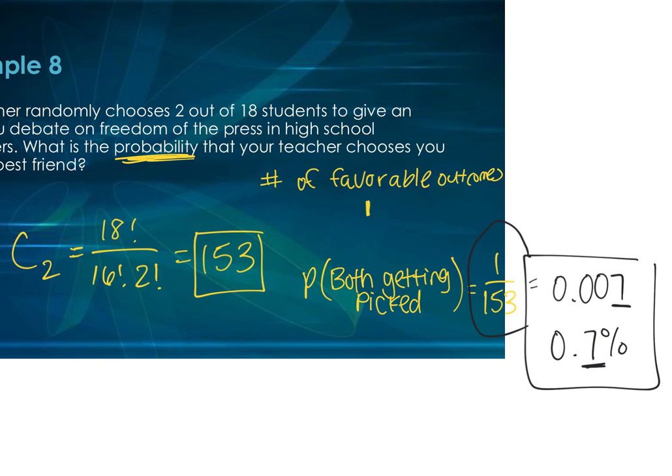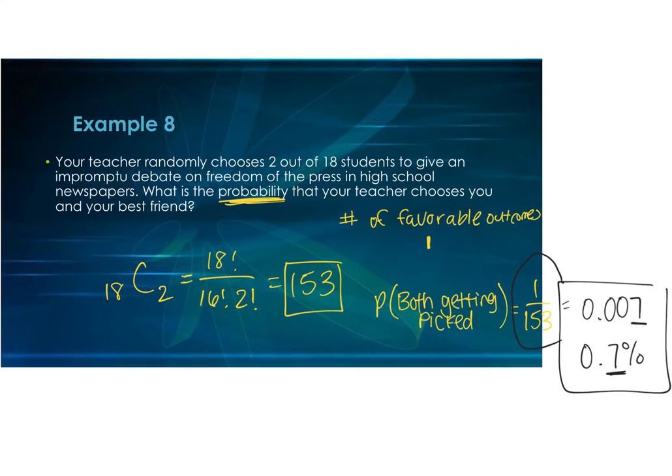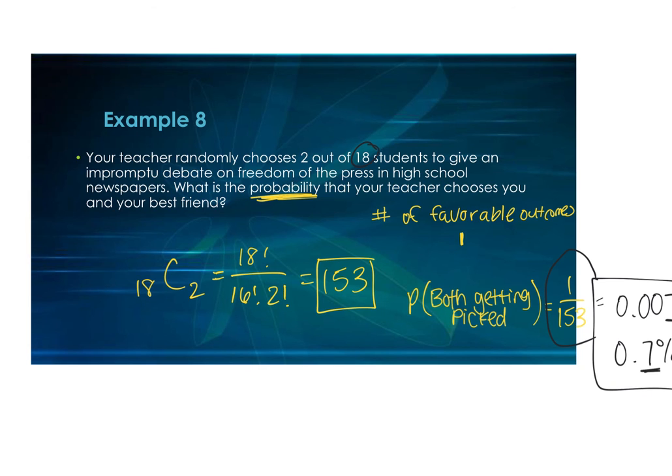Jaden? How'd you get one for the number of favorable outcomes? Okay, so there are 18 students to pick from, right? The only combination that we want is us and our friend, right? That's only one combination out of the 153 in total, because it could be us and someone else, but the only one that we care about is us and our friend. Even if our friend's picked first and we're picked second, it's a combination, so the order doesn't matter, right? So the number of favorable outcomes is still 1, okay?